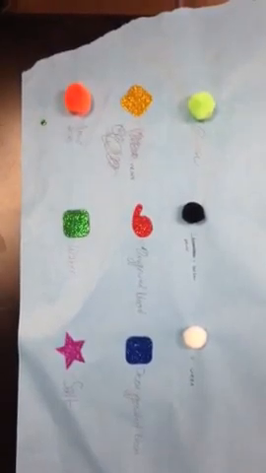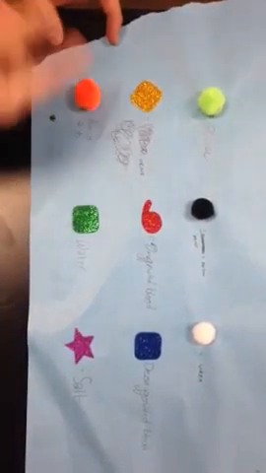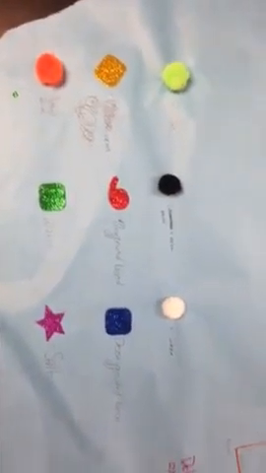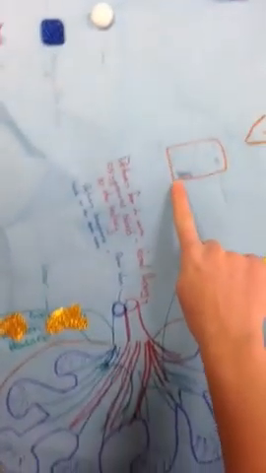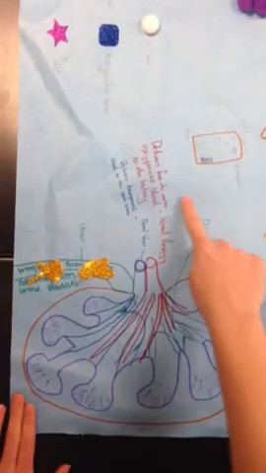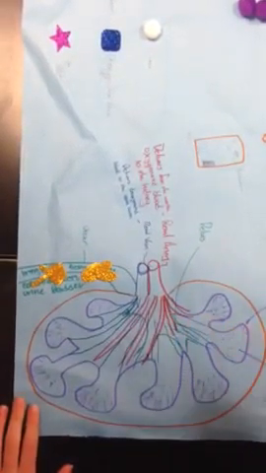Please note that our key is based on colors and not glitter. It's just based on color, not the shape. For example, the red puff ball is also blood. So, anyways, the blood is delivered into the kidney, and it comes from the aorta and enters through the renal artery.